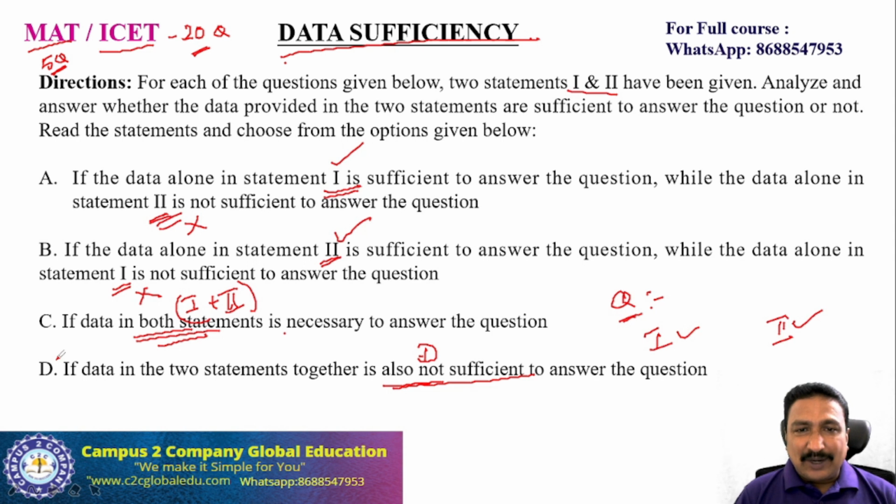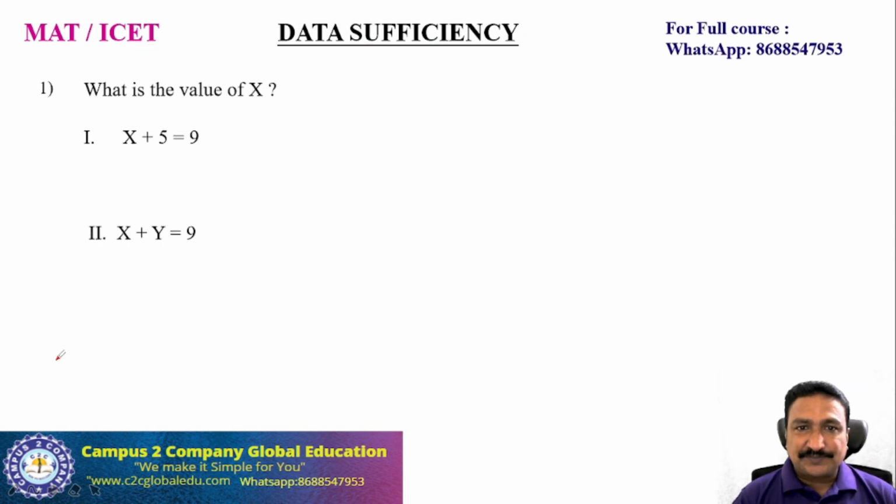Okay friends, now let us discuss some examples. Now look at the first question. What is the first question, friends? What is the value of x? So they are asking for the value of x. The first statement is x plus 5 is equal to 9. The second statement is x plus y is equal to 9.